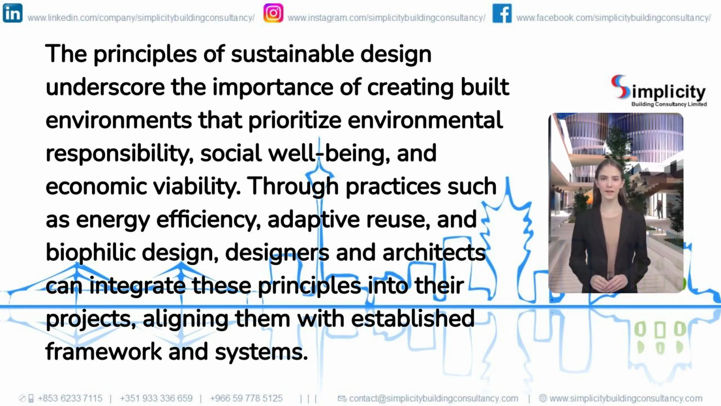The principles of sustainable design underscore the importance of creating built environments that prioritize environmental responsibility, social well-being, and economic viability. Through practices such as energy efficiency, adaptive reuse, and biophilic design, designers and architects can integrate these principles into their projects, aligning them with established frameworks and systems.